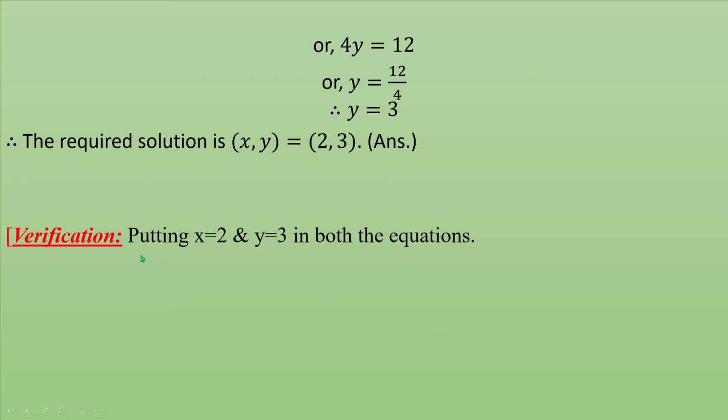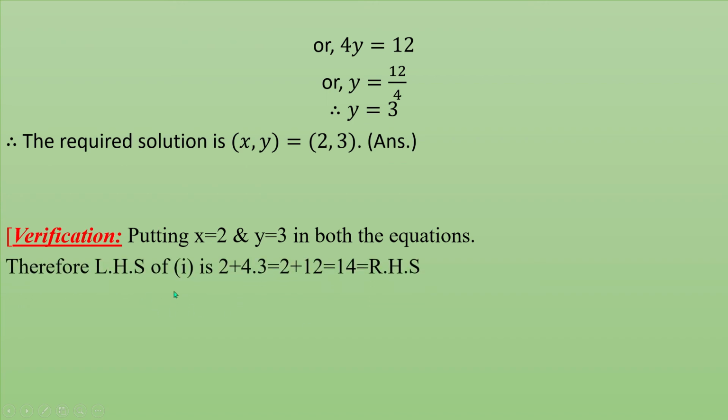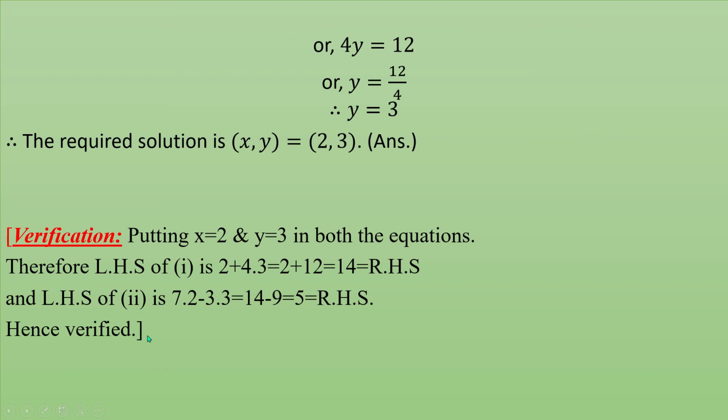Verification, if needed you have to verify. Putting x equal to 2 and y equal to 3 in both of the equations. Left hand side of 1 is 2 plus 4 into 3 equal to 2 plus 12 equal to 14, which is equal to the right hand side. Left hand side of 2 is 7x minus 3y, so 7 into 2 minus 3 into 3 equal to 14 minus 9 equal to 5, which is equal to the right hand side. Hence verified.